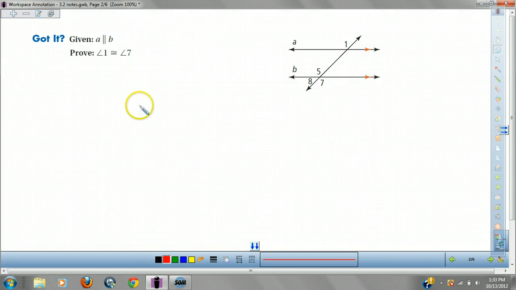Let's do a proof. They tell me that A and B are parallel, and I have to prove that 1 is congruent to 7. We're going to probably use the postulate we just learned, just because we just learned it. So here we go. Let's do our statements and our reasoning.